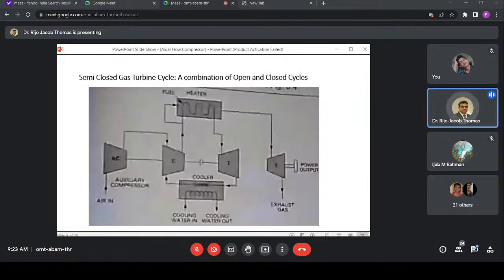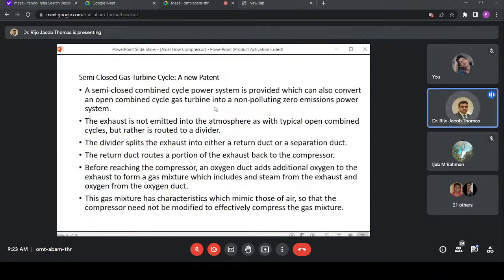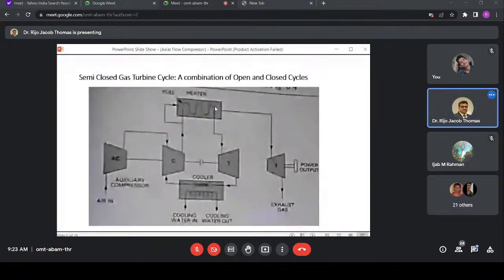So I think this would be a better one, because this one is probably a new patent. So this may be the right one. All right.